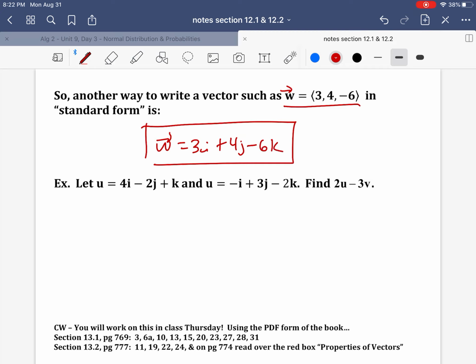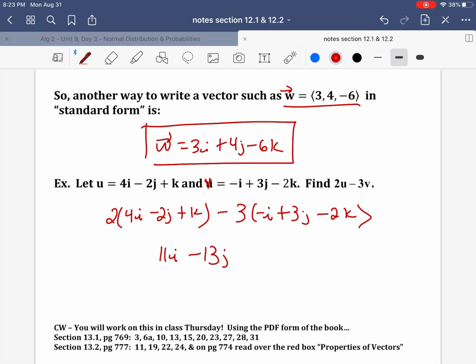All right, and so you can do the same operations. So if I had to do this, 2u, so I had 2 times 4i minus 2j plus k, minus 3v, so this is supposed to be a v right here, and I have negative i plus 3j minus 2k, and so basically you just combine like terms. I have 8i plus 3i coming to me, so I have 11i. I have negative 4j minus 9j, sorry, negative 4, negative 9, so negative 13j. And up front I have 2k, and then I'm going to have plus 6k, so plus 8k. So there would be my answer right there.